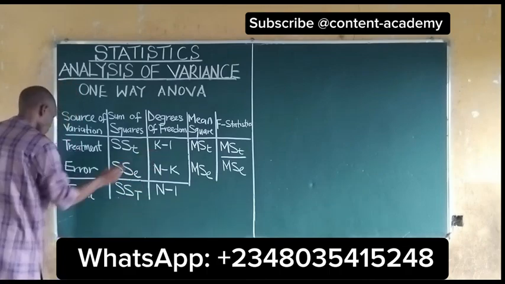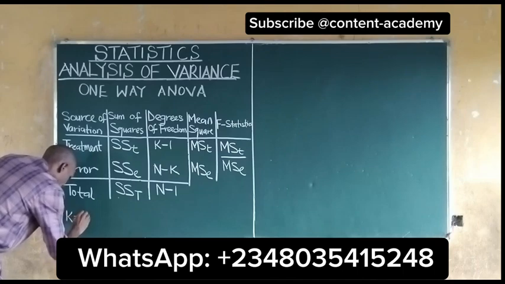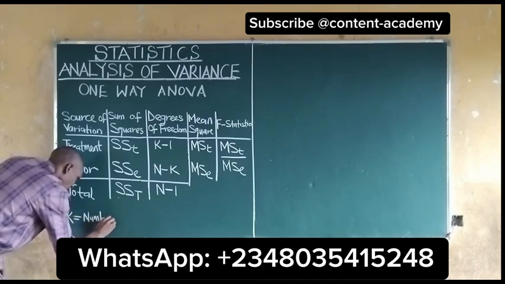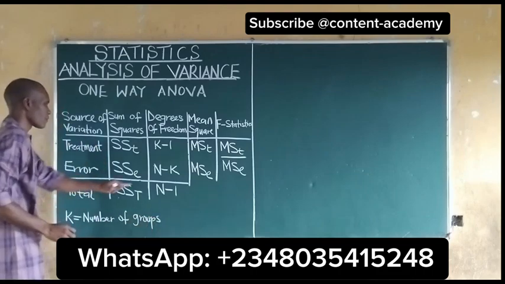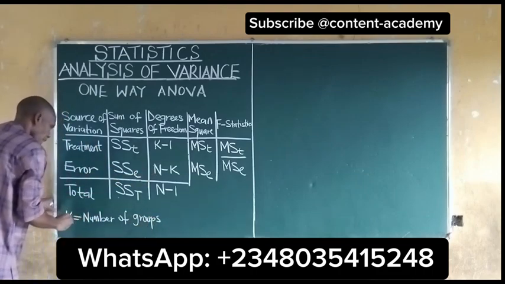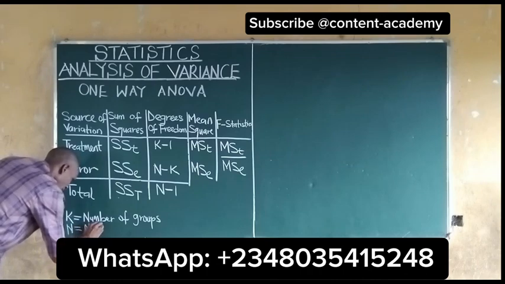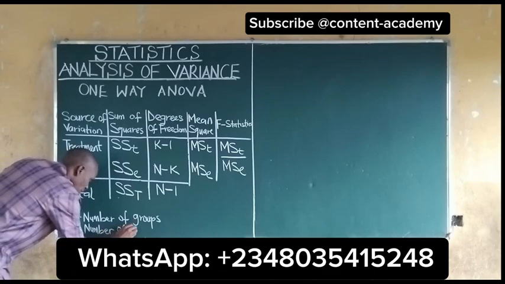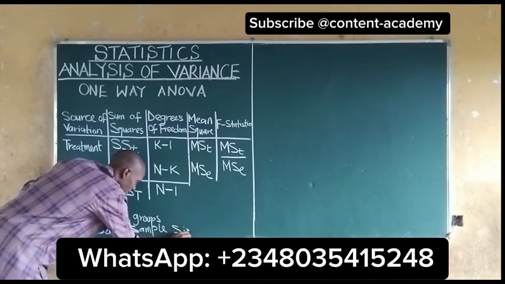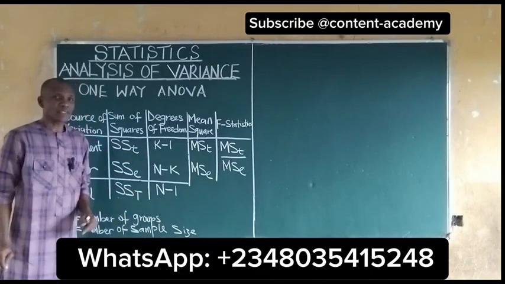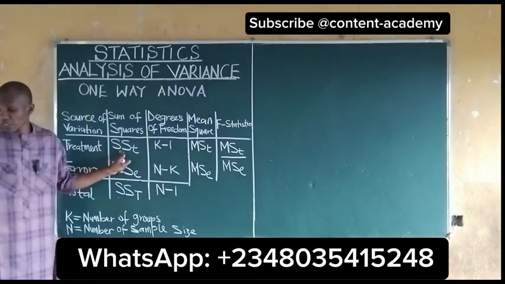So we have to define all of these parameters. The first we define is k. K is equal to the number of groups. N is the number of sample size, the total sample size.